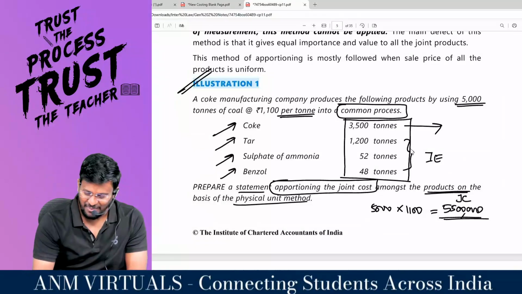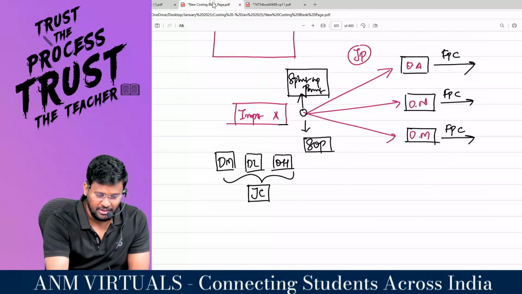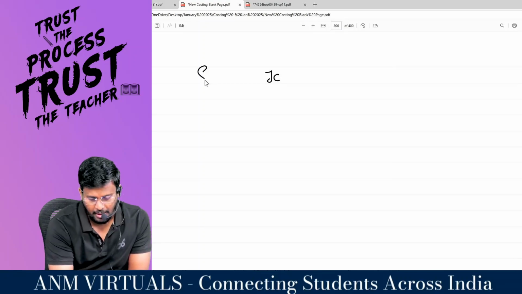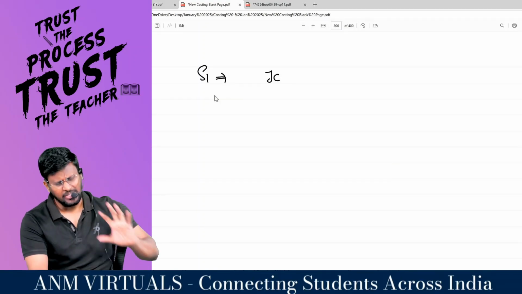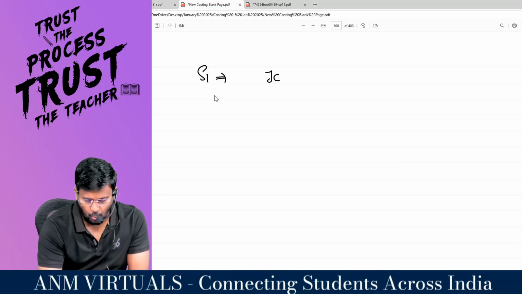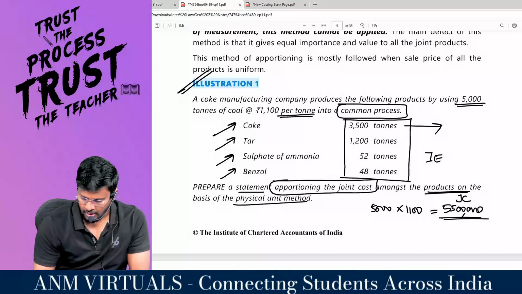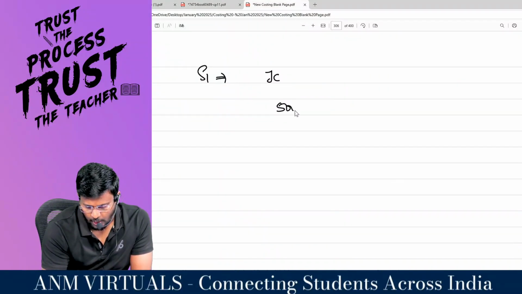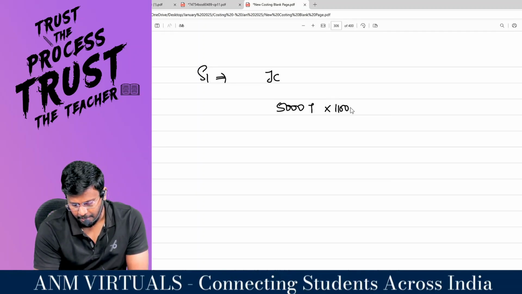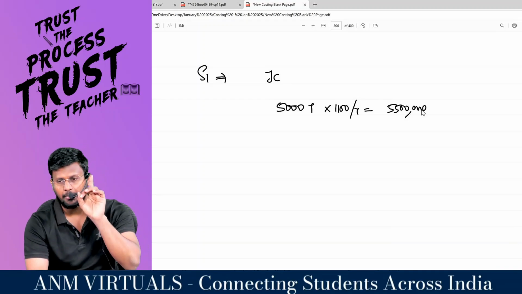Sir, this is how we have various methods, and I will tell you how to do them. So what is first? You have to find out the joint cost. That is step number 1. Always find out the joint cost first. How many tons of material did you introduce? 5,000 tons, into 1,100 per ton, comes to 55 lakhs, the joint cost.